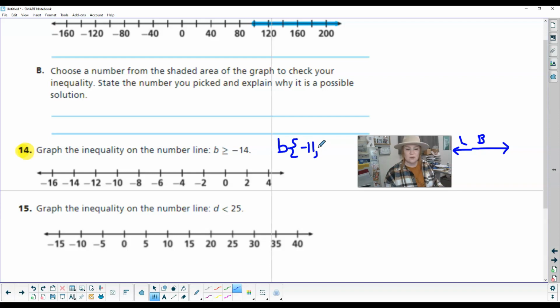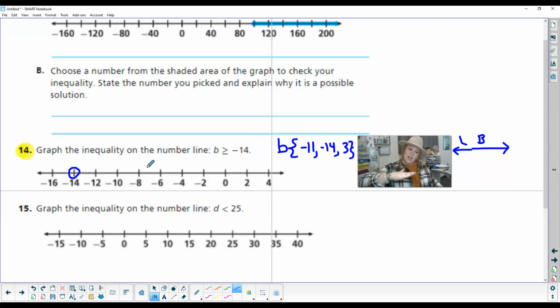Ooh, I notice it has that equal sign, so it could equal negative 14. And I'm going to say that 3 is bigger than negative 14. So I'm going to come and circle negative 14. And now I've got to decide, is that circle open or closed? Now it's got that equal sign, so it's including it. So we're going to wrap it up in there.